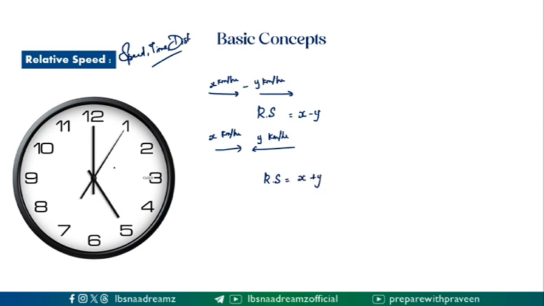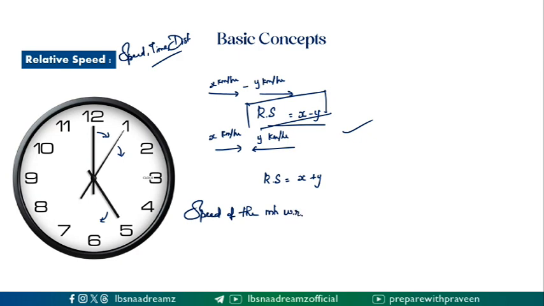In clock, we know all the hands move in the same direction, right? So we will use this formula. Relative speed is equal to X minus Y. So if you are finding the speed of the minute hand with respect to hour hand, we will use relative speed formula, right? So both minute hand and hour hand will move in the same direction, right? So we will use this formula.